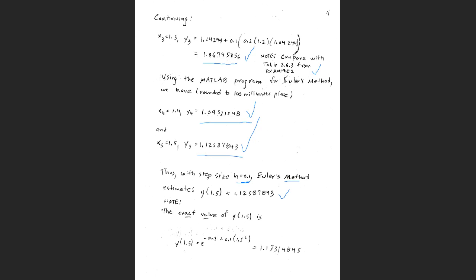But I make a note here that the exact value of our solution when x equals 1.5, I just put 1.5 in the explicit solution, and we get 1.1331485. So in that case, we get agreement to the tenths place between our approximation and our exact answer.